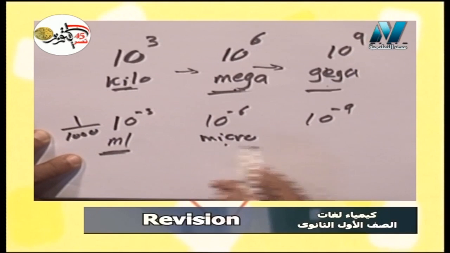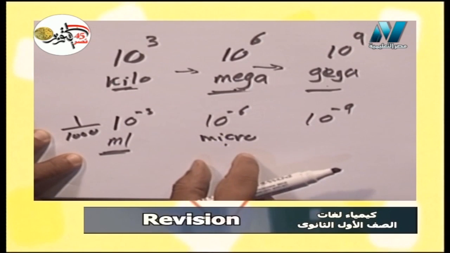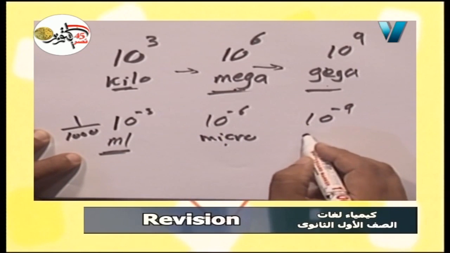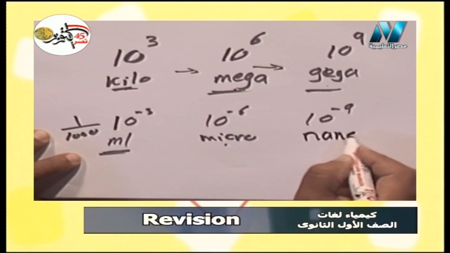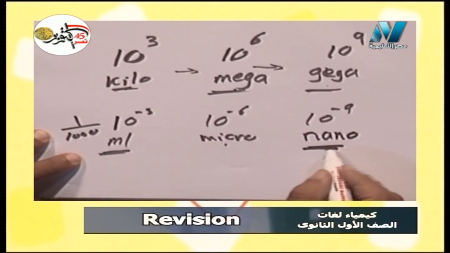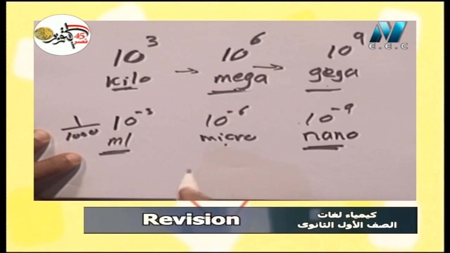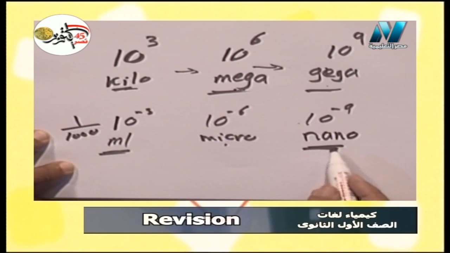So microscope, scope means vision. Micro, so it is a vision of the living organisms with a diameter of a micrometer. And here 10 power negative 9 means nano. So nano means 10 power negative 9, or 1 over 1 followed by 9 zeros. This is a nanometer. Nanogram.